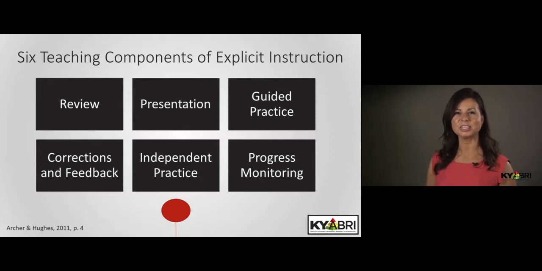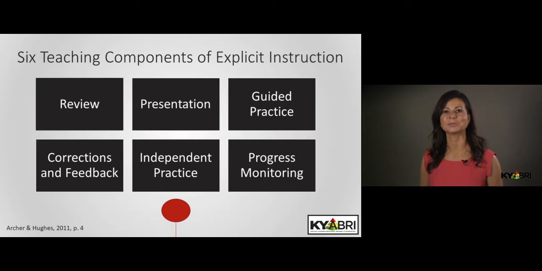Explicit instruction is teaching in which the teacher selects a critical learning goal, determines what the student should do by the end of the lesson, designs clear instruction, provides clear models, allows students to practice with immediate feedback, and then provides opportunities for independent practice, all while monitoring progress to determine the next instructional steps.